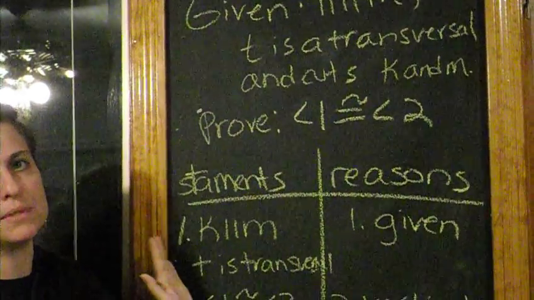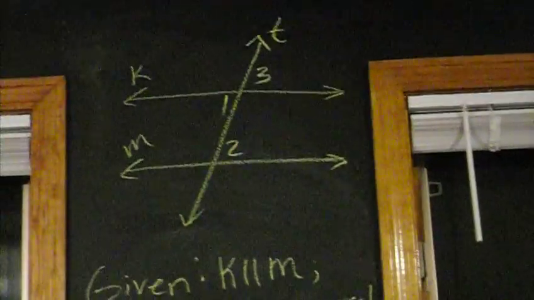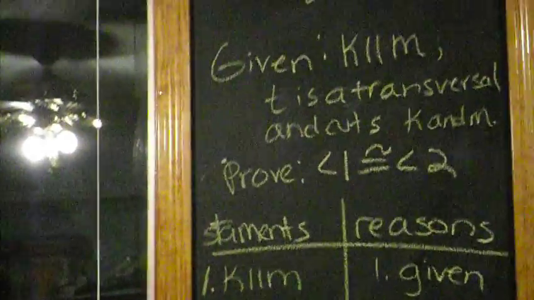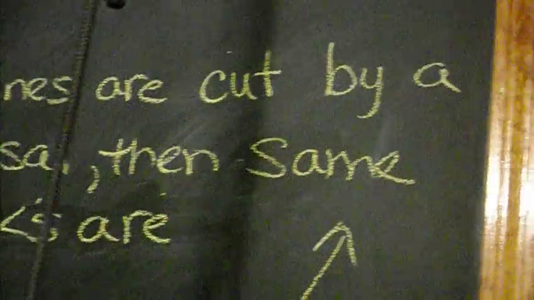You know that theorems are things that can be proved, where postulates are things that are accepted without proof. Okay. Over here, Theorem 2-3. If two parallel lines are cut by a transversal, then same side interior angles are supplementary.